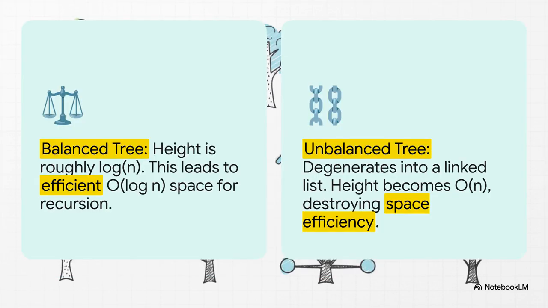And why do we care so much about balance? Oh, it's everything. It's all about performance. A balanced tree guarantees that its height is roughly log of n. That keeps your operation super fast and your recursive stack nice and small. An unbalanced tree, on the other hand, can basically turn into a linked list, and all of a sudden your height is O of n, and all those awesome efficiency gains just vanish.